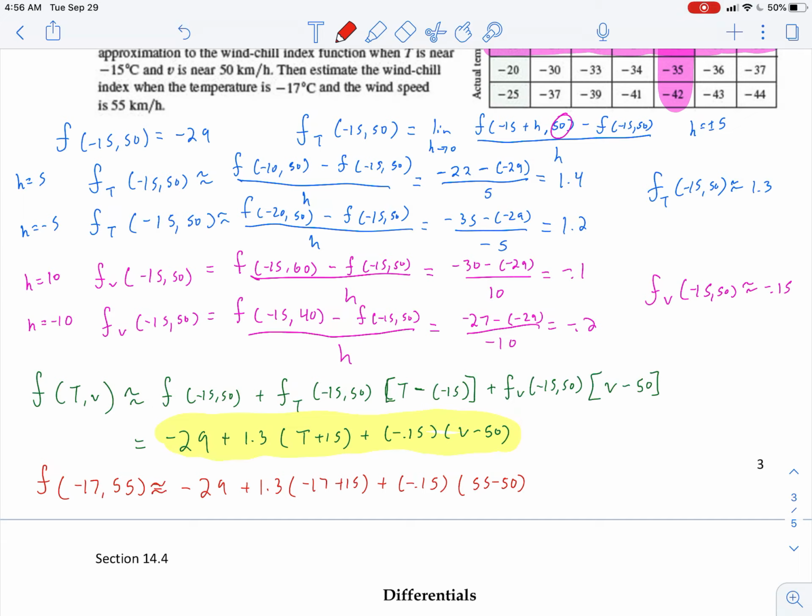And so our approximation, again, let me use my squiggles here. So our approximation is going to be, plugging that into a calculator, negative 32.35. And so that's going to be our estimated wind chill index, so negative 32.35 degrees Celsius.